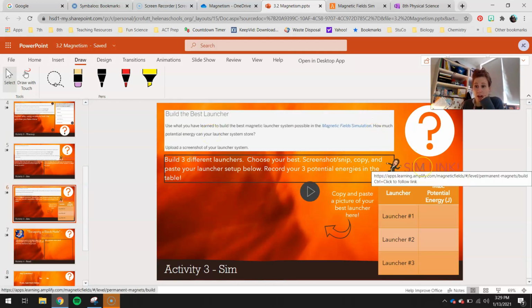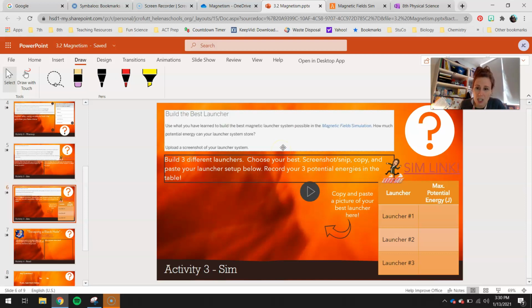Okay, moving on, you're still in the simulation for this. If you need the link, it's right there again. You are going to be building a launcher. So way back in lesson 1.5, I believe, you built a launcher and a catcher. So knowing a little bit more of what you've learned about magnets, how can you build the best launcher? Your goal today is to use the simulation to build 3 systems that will launch a magnet.